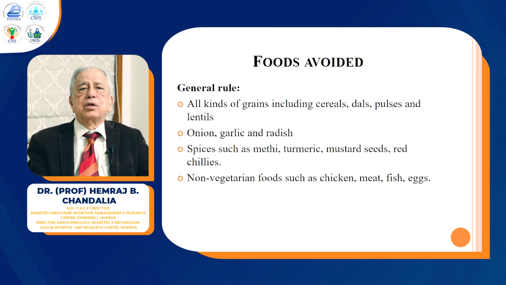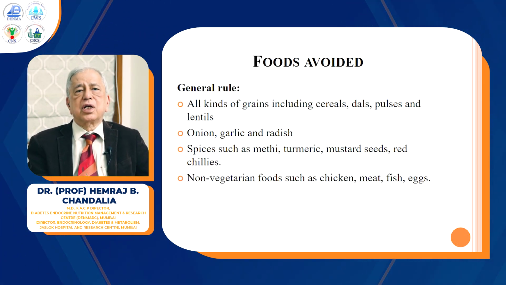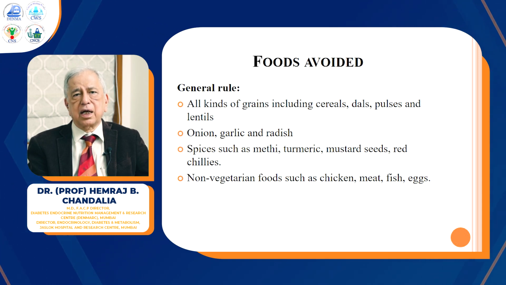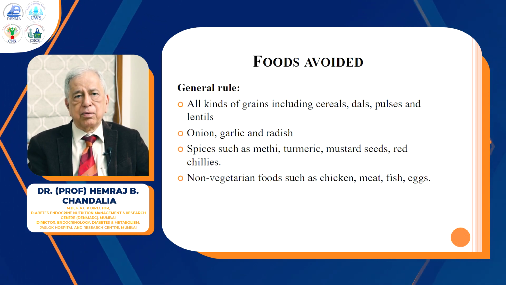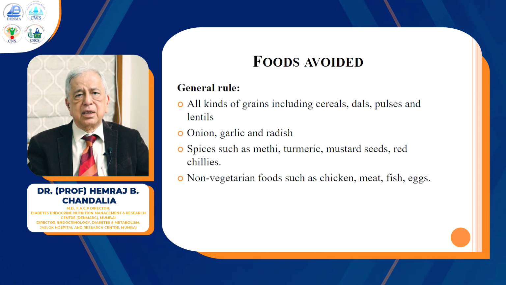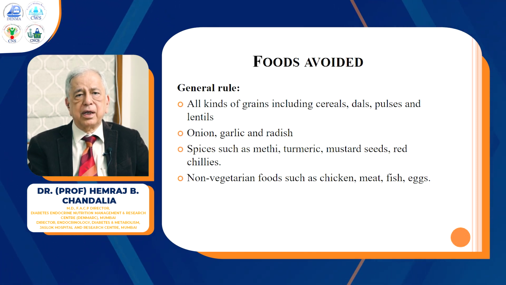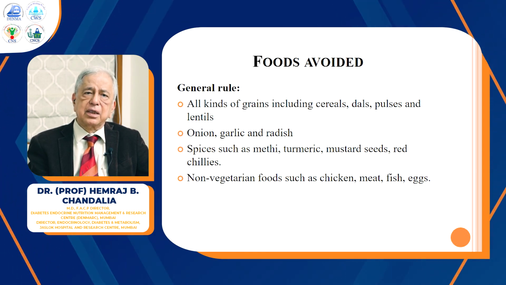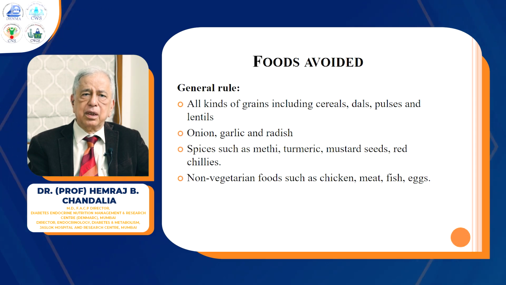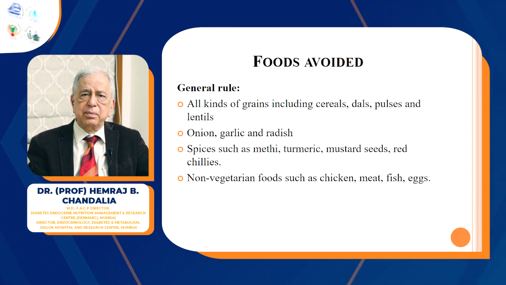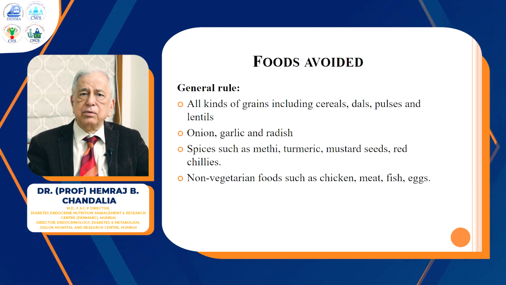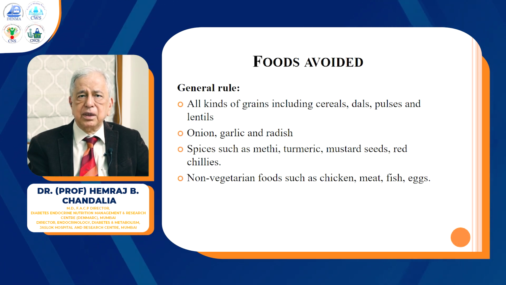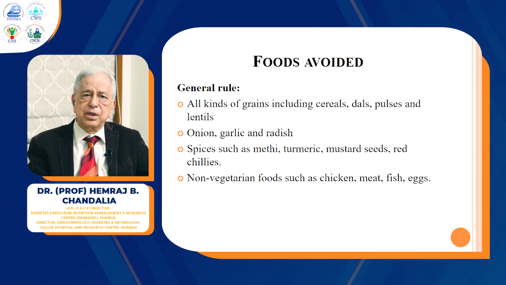We should see what foods are to be avoided in the Shravan fast, and in general, all routine cereals we eat like rice, wheat, and pulses like lentils, they are all to be avoided. And of course, some flavoring agents like onion, garlic, or radishes are to be avoided because they are considered traditionally as tamasic in nature, that is not suitable for consumption at certain time of the year. The spices such as methi, turmeric, mustard seed, red chilies are also to be avoided, and all non-vegetarian foods, that is chicken, meat, fish, eggs, are to be avoided during the Shravan fast.